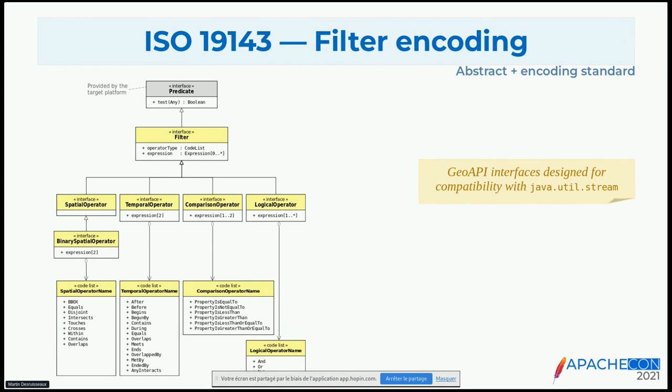Again, I am showing there only some of the UML, it's not the full specification, which defines how to express a filter for specifying which data we want. This is a spatial operator, or when we want the data, the temporal operator, and then some operators for making combinations, the usual and, or, not operators and stuff like that.